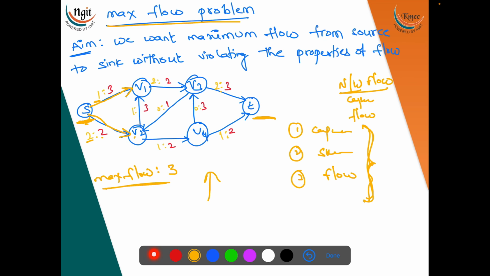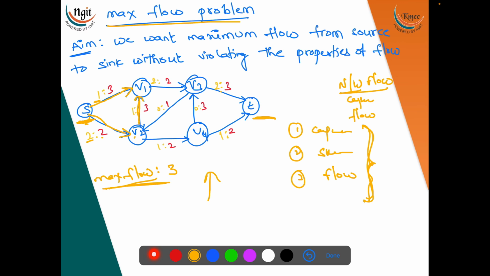Is there any other configuration that can give a higher value? The higher value can come if you decrease a particular edge. Is there any edge in this flow network where we can decrease the flow and increase the overall flow? I am taking the edge from V2 to V1 as the particular edge where I can decrease so that I can increase the maximum flow.